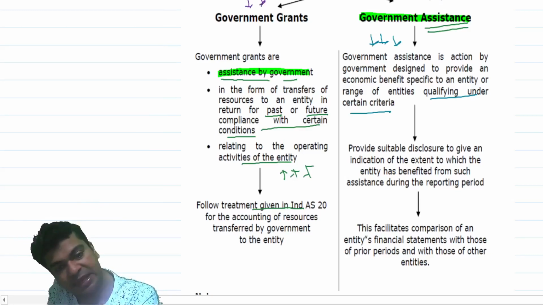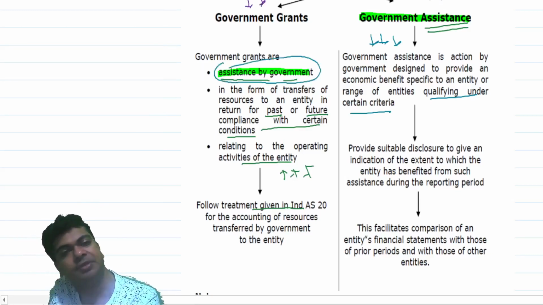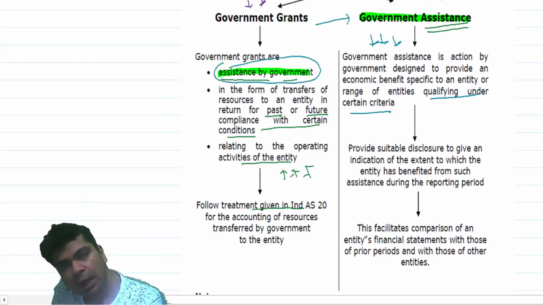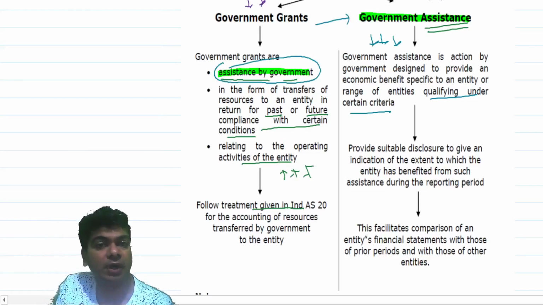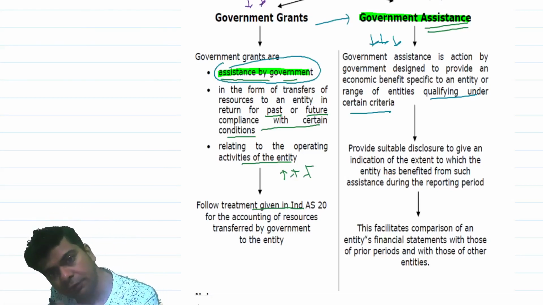That's the reason I am saying again and again. Here the word assistance by government is there. That means government grant is nothing but a part of government assistance only. But what distinguishes a government grant is transfer of resources.